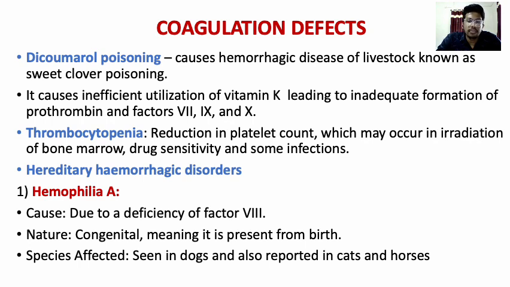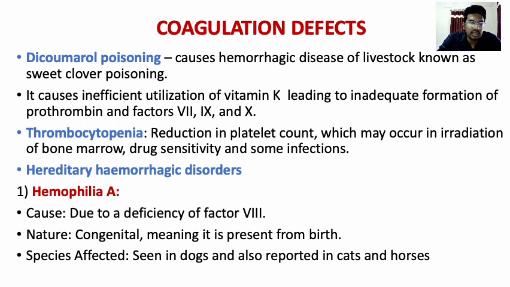Next is thrombocytopenia. Thrombocytopenia can happen when there is a reduced platelet count. It can happen because of irradiation of the bone marrow, like in people who are undergoing radiotherapy, drug sensitivity, and some infections. And the very commonly heard disease, hemophilia. Hemophilias are hereditary hemorrhagic diseases. Hemophilia A happens due to a deficiency of factor 8. It is congenital, which means that it is present from birth.